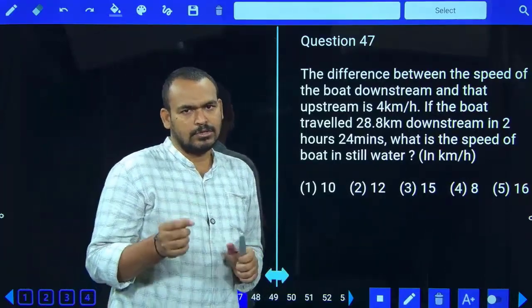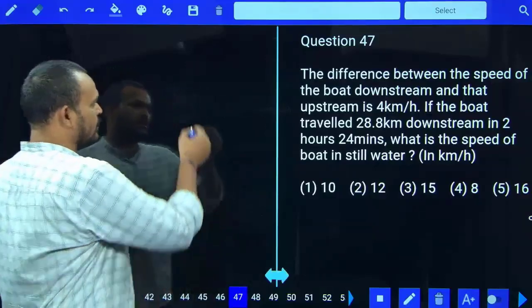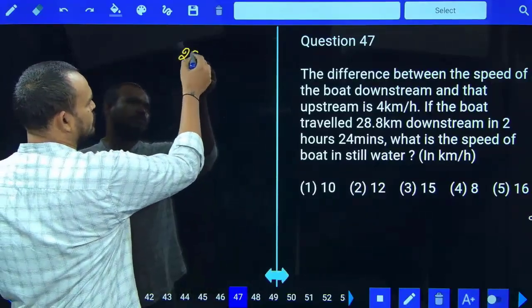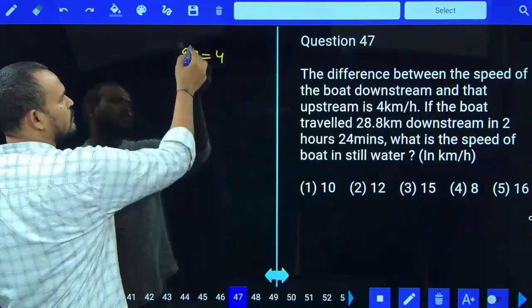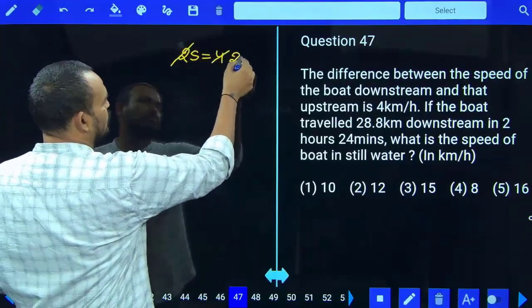What is the difference between downstream speed and upstream speed? It is 2s. Then 2s equals how much? 4. When 2s value is 4, then s value is 2.